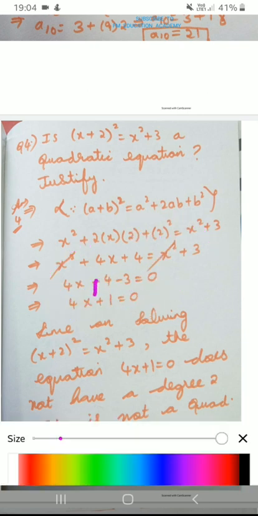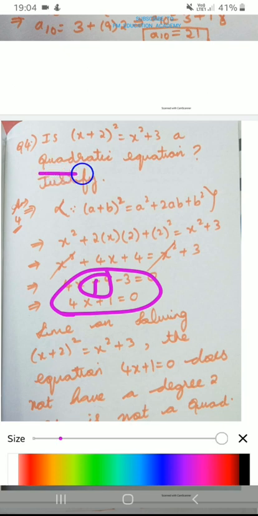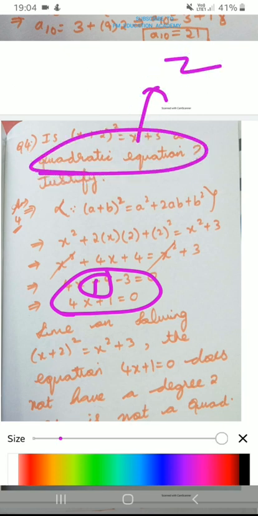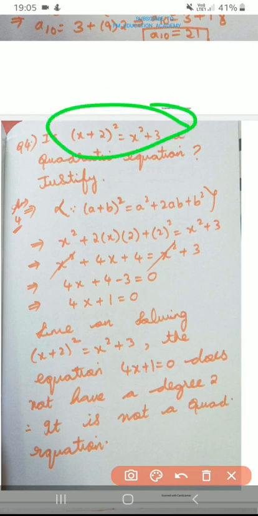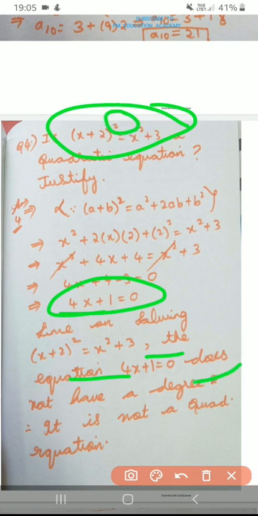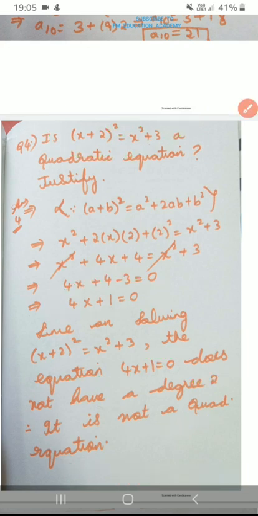But here if we observe, what is the degree of the polynomial or the quadratic equation? The degree is 1. But for a quadratic equation, what should the degree be? Degree should be 2. So it also told me to justify, right? It told me to write the answer. So since on solving, (x plus 2) whole square is equal to x square plus 3, the equation 4x plus 1 is equal to 0 does not have degree 2. Therefore, it is not a quadratic equation.